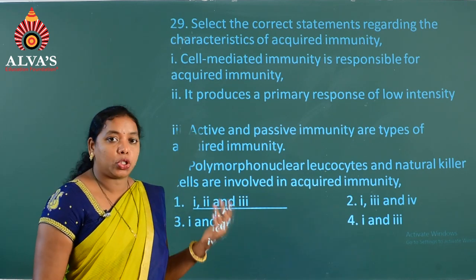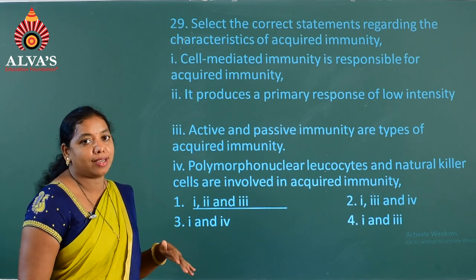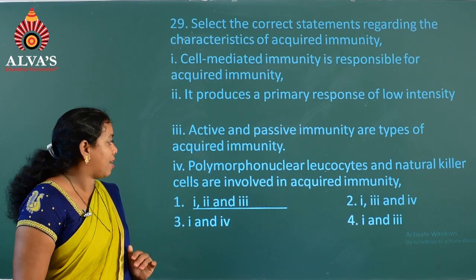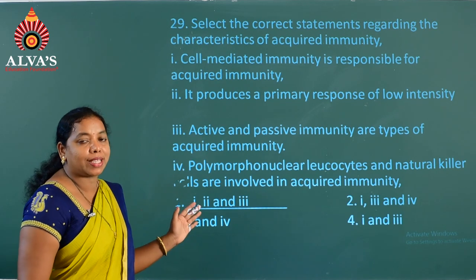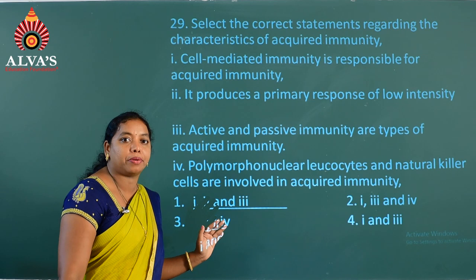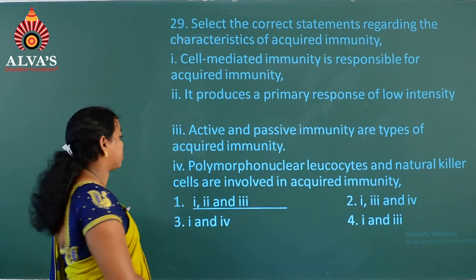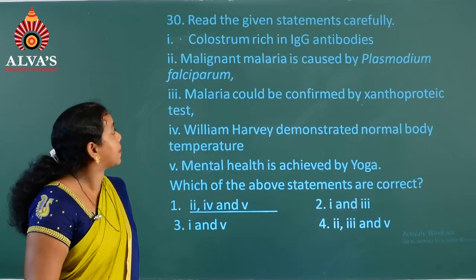The third one, active and passive immunity are types of acquired immunity. And the fourth one, polymorphonuclear leukocytes and NK cells are involved in acquired immunity. These two cells come under the cellular barriers of innate immunity. Hence the first, second and third options are right, whereas the fourth option is wrong. Hence the answer for this question is the first option.